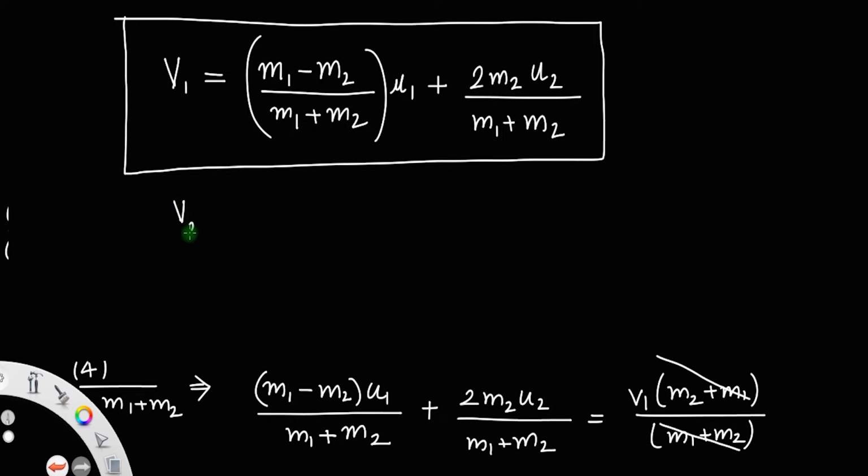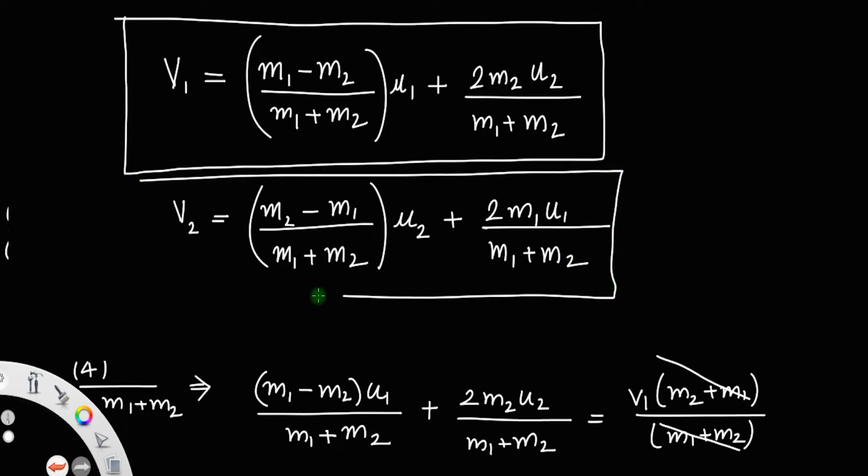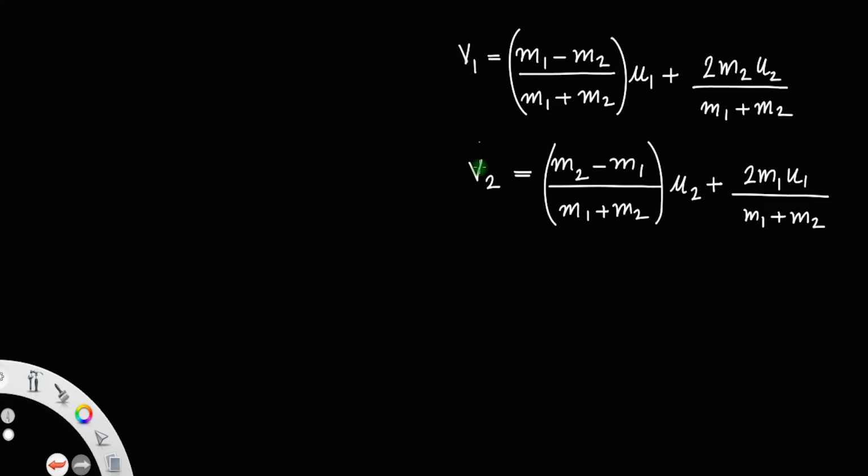In order to find v2, you only need to interchange the suffix. That is, here it is m1, you have to write m2 minus m1. This one is equal to m2 plus m1, so that doesn't change. m2 plus m1 or m1 plus m2, both are the same. So m2 minus m1 by m1 plus m2 times u2 plus 2 m1 u1, divided by m2 plus m1, which is same as m1 plus m2. So this is the velocity acquired by the second body. Clear? So these are the two velocities acquired by the bodies after collision.